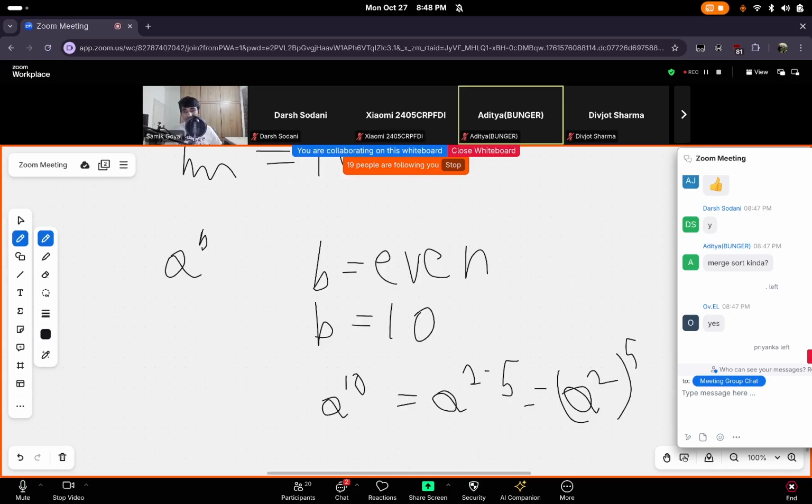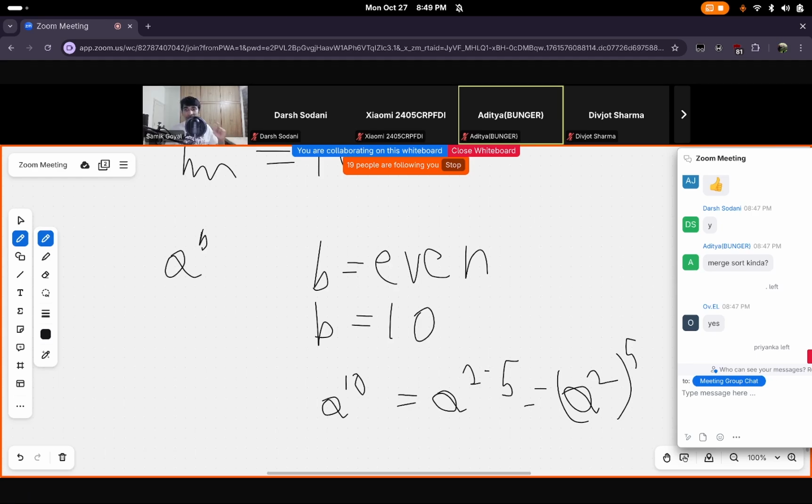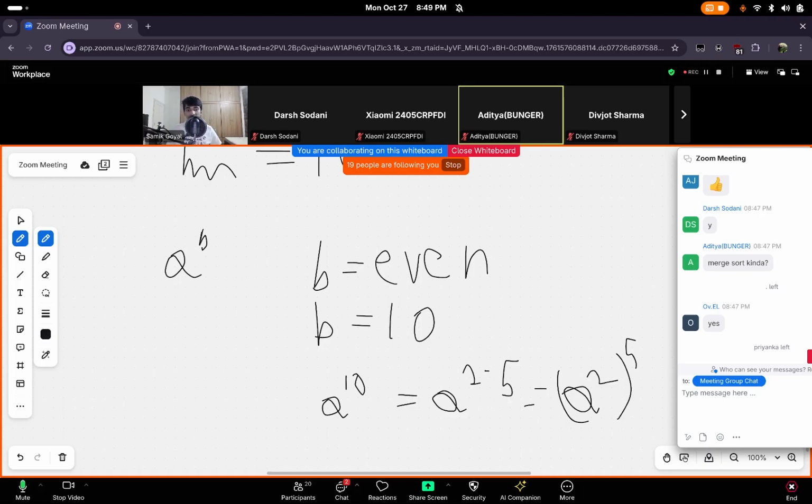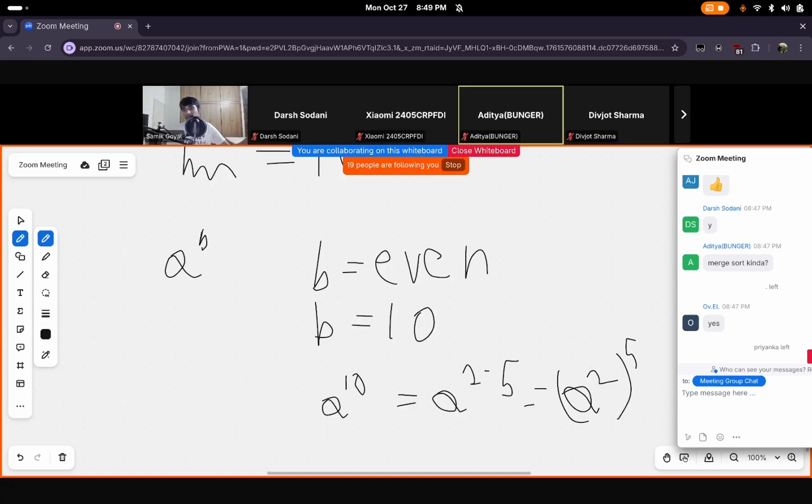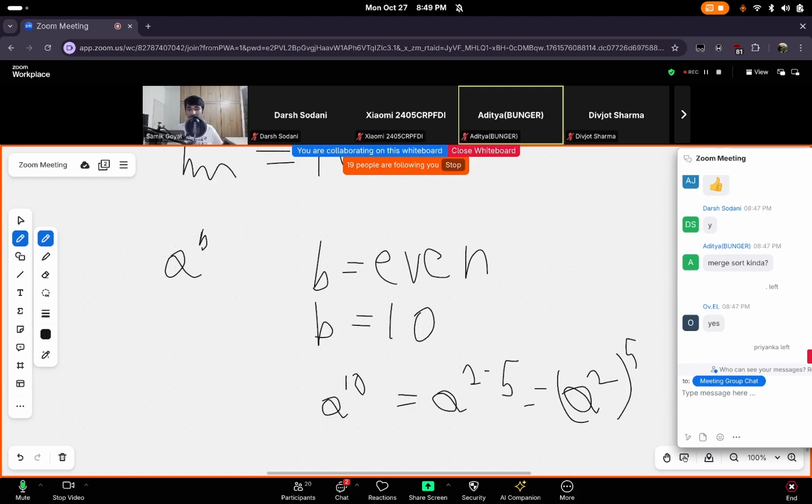So we halved the power by just performing one operation on the base. It's a pretty cool trick. You can do this whenever the exponent is even. Say if it was 14, you could divide it into a squared to the 7th power. I hope everyone understands this. This is a very simple rule of exponents.